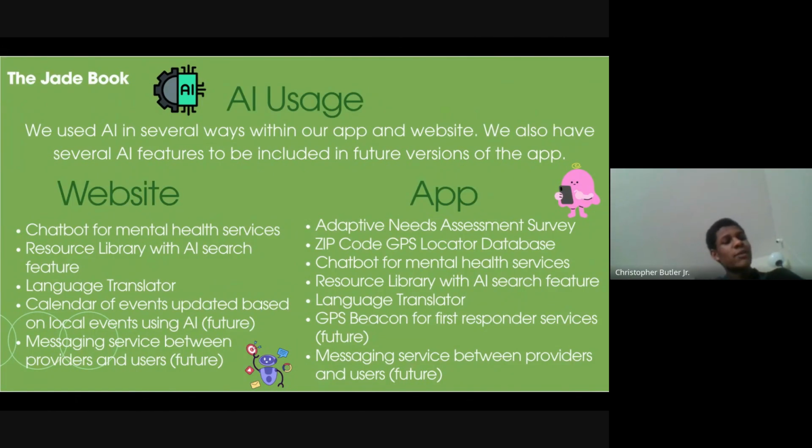We used AI in several different ways for our project. Not only did we embed AI features in the app, including the GPS location services, a mental health chatbot, language translator, and accessibility features, but we also used AI to help us with the project. We used ChatGPT for ideas and Canva for graphics.